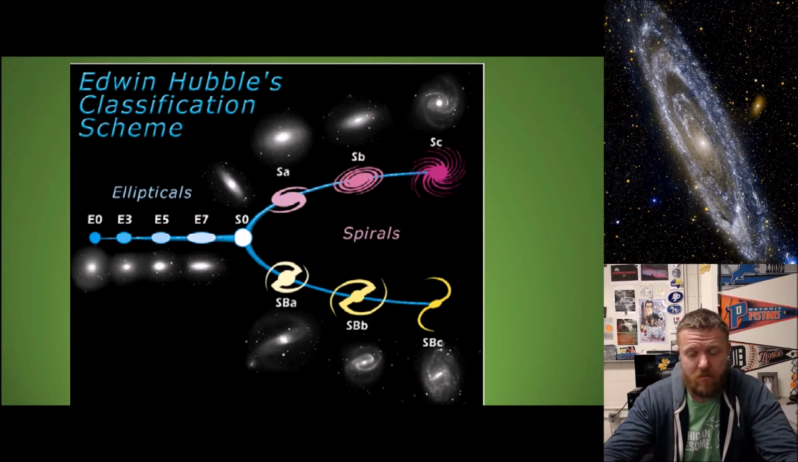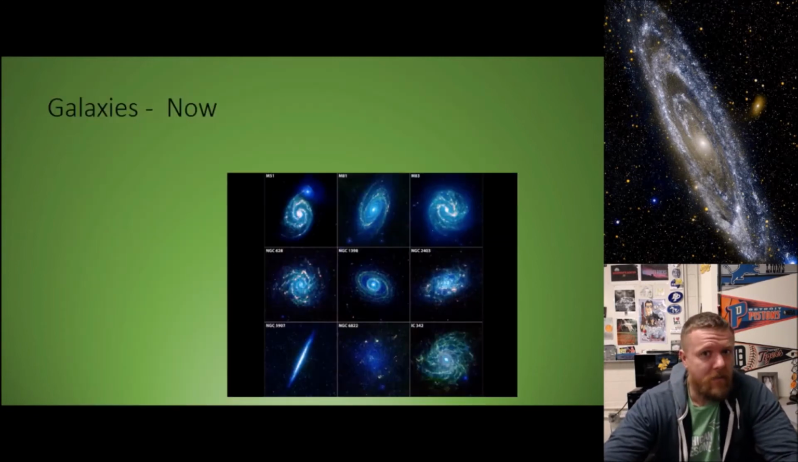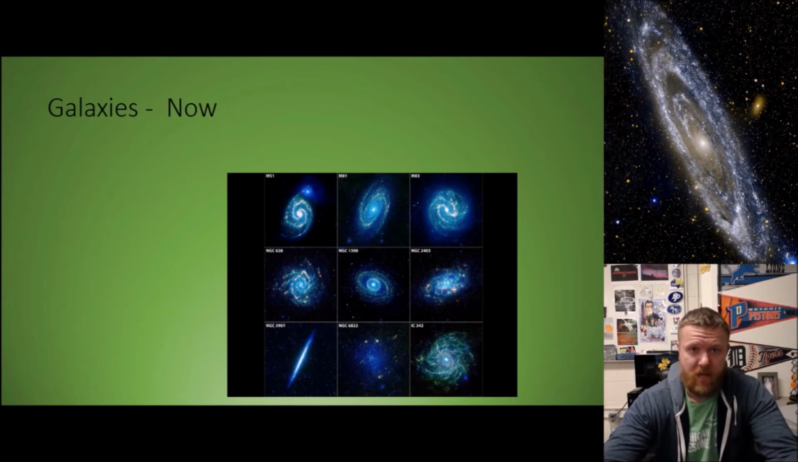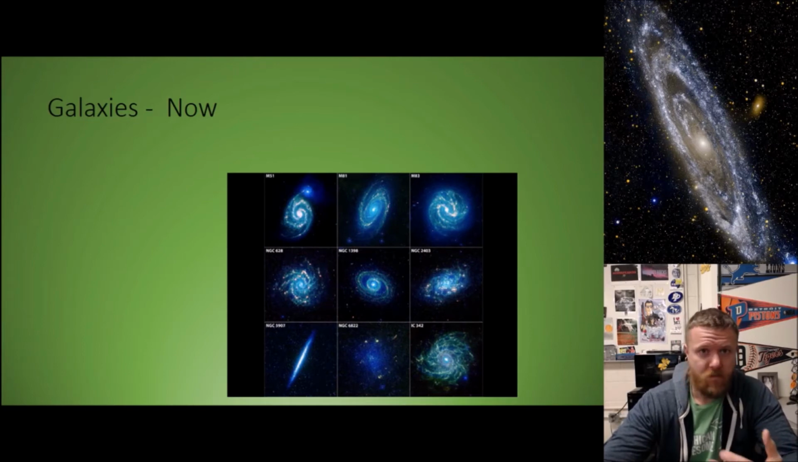But he was wrong. Why would I even tell you what he came up with if he was wrong? The reason is that we still use those names. We still use elliptical galaxies, we use barred spiral galaxies, and spiral galaxies. So, you're going to want to write these down.